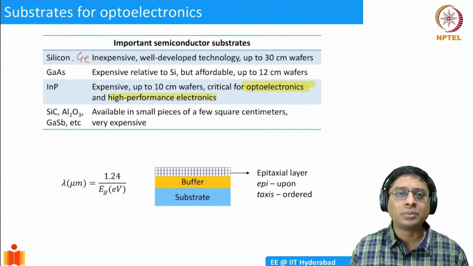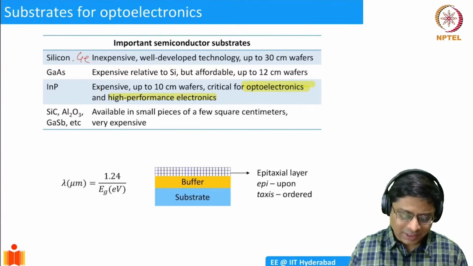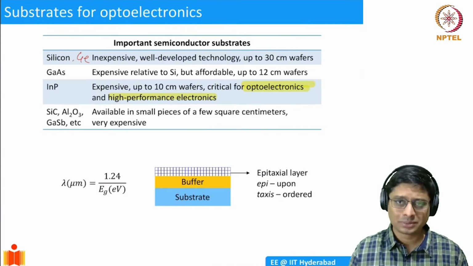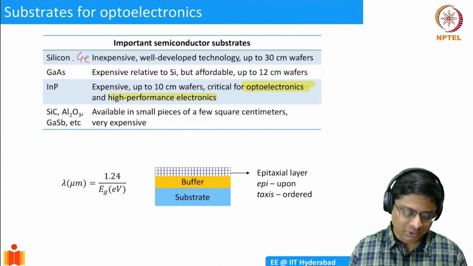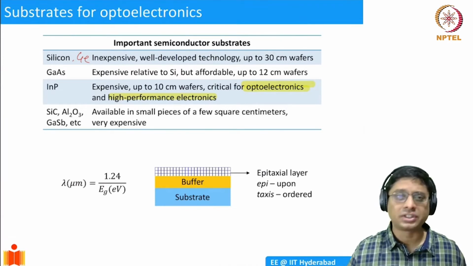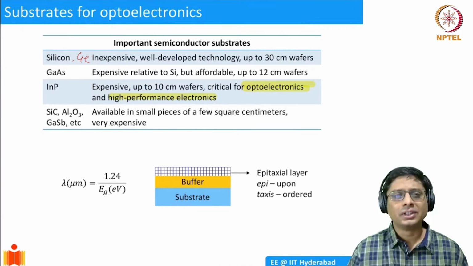These are some of the common substrates for semiconductors or optoelectronics. In addition, there are various substrates like silicon carbide and aluminum oxide, alumina basically. This is sapphire, which is used for gallium nitride devices, and gallium antimonide and so on. These are also available, but you don't get large size crystals. The crystals might be a few square centimeters.